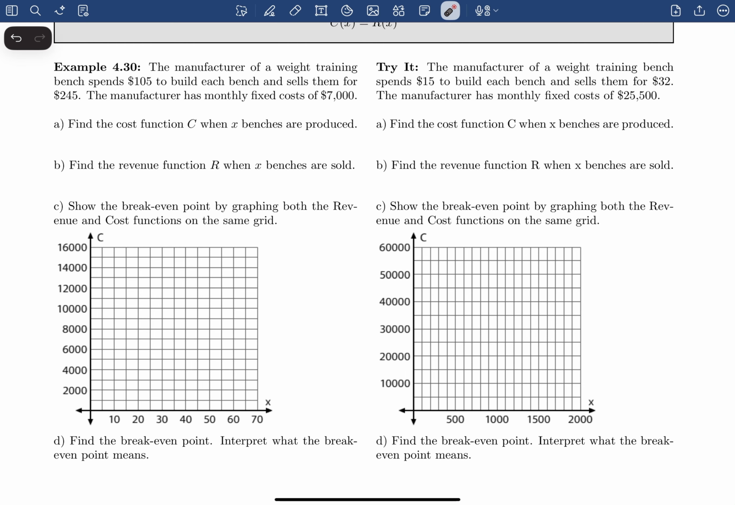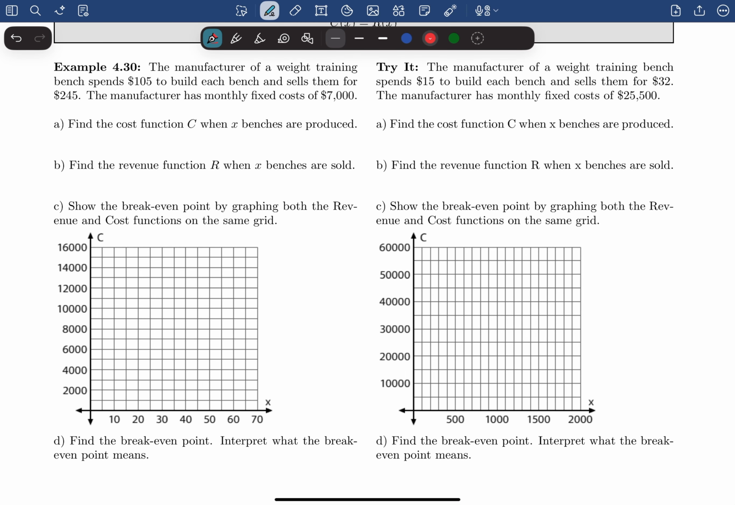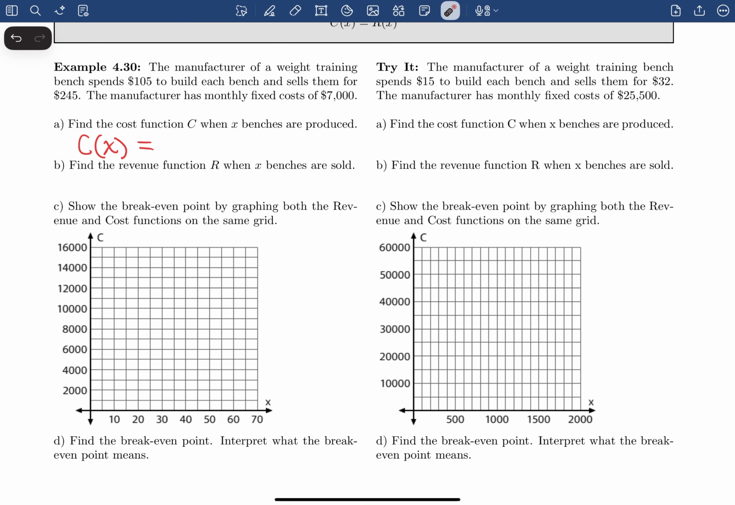It's example 4.30. The manufacturer of a weight training bench spends $105 to build each bench and sells them for $245. The manufacturer has monthly fixed costs of $7,000. Part A, find the cost function when X benches are produced. Great. Well, my cost function is called C of X. We're calling it C because cost, right?